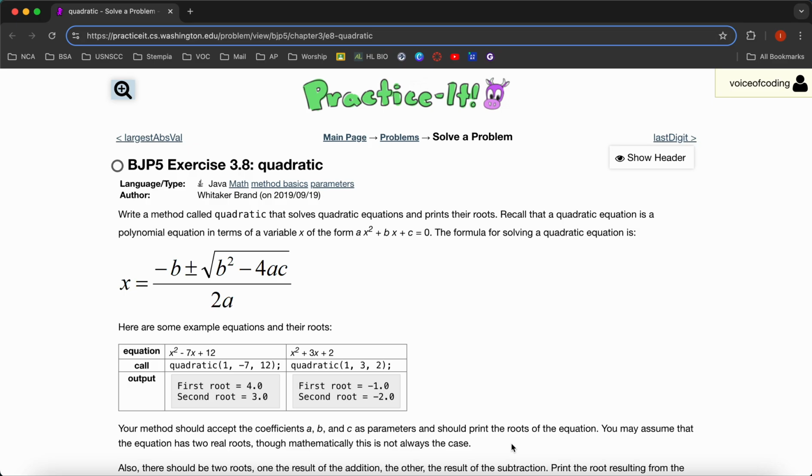Hello, this is Practice-It exercise 3.8 quadratic. The problem reads, write a method called quadratic that solves quadratic equations and prints their roots.